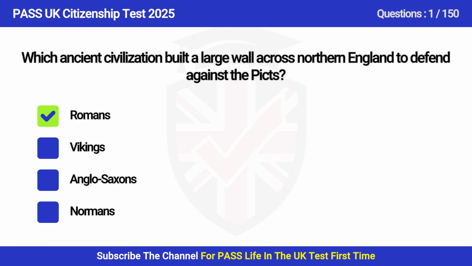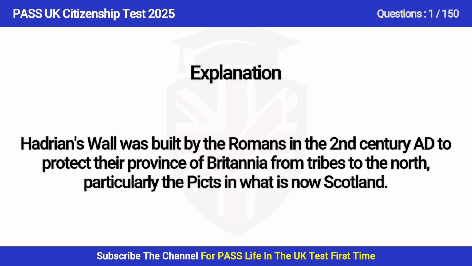Answer is A. Romans. Hadrian's Wall was built by the Romans in the 2nd century AD to protect their province of Britannia from tribes to the north, particularly the Picts in what is now Scotland.